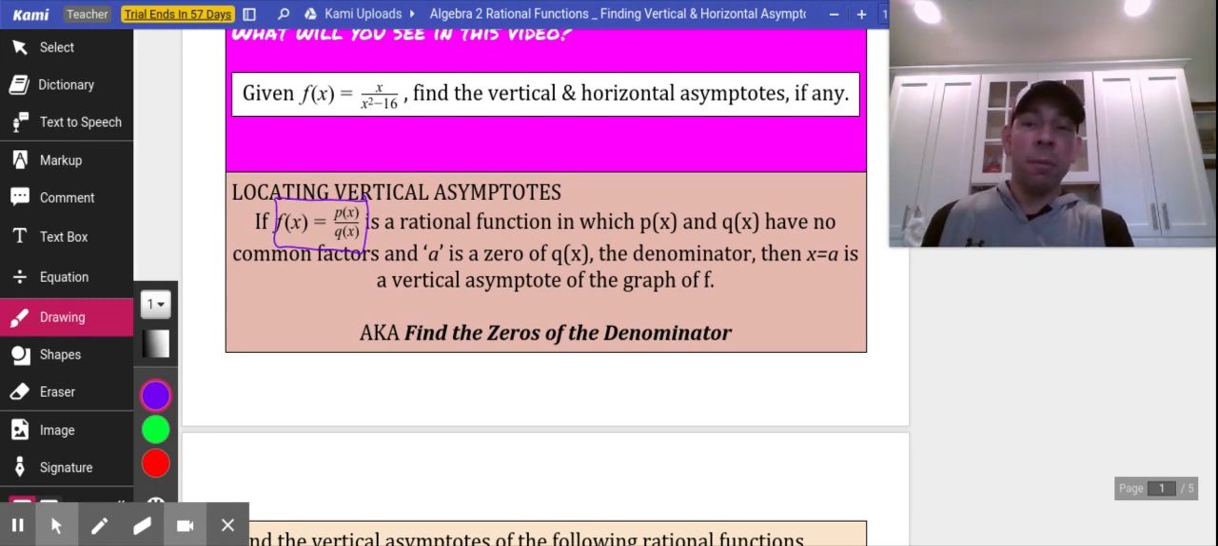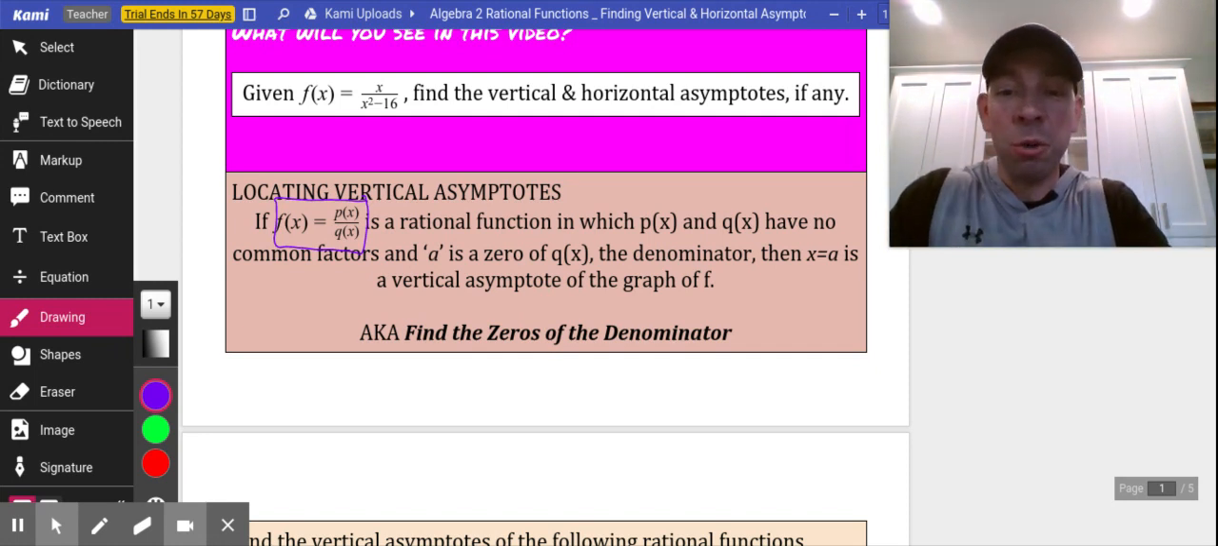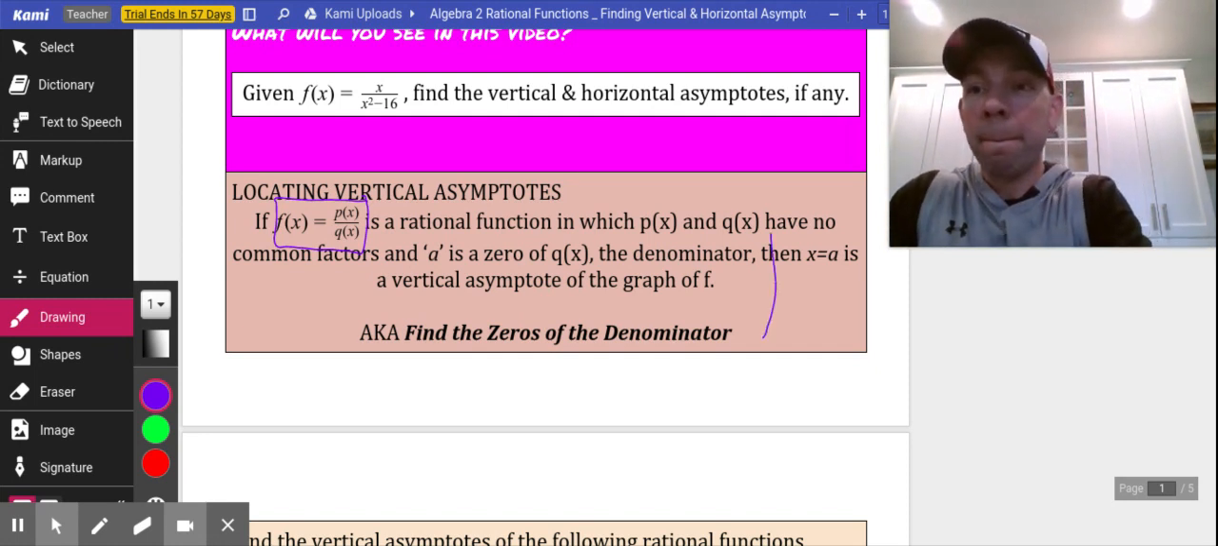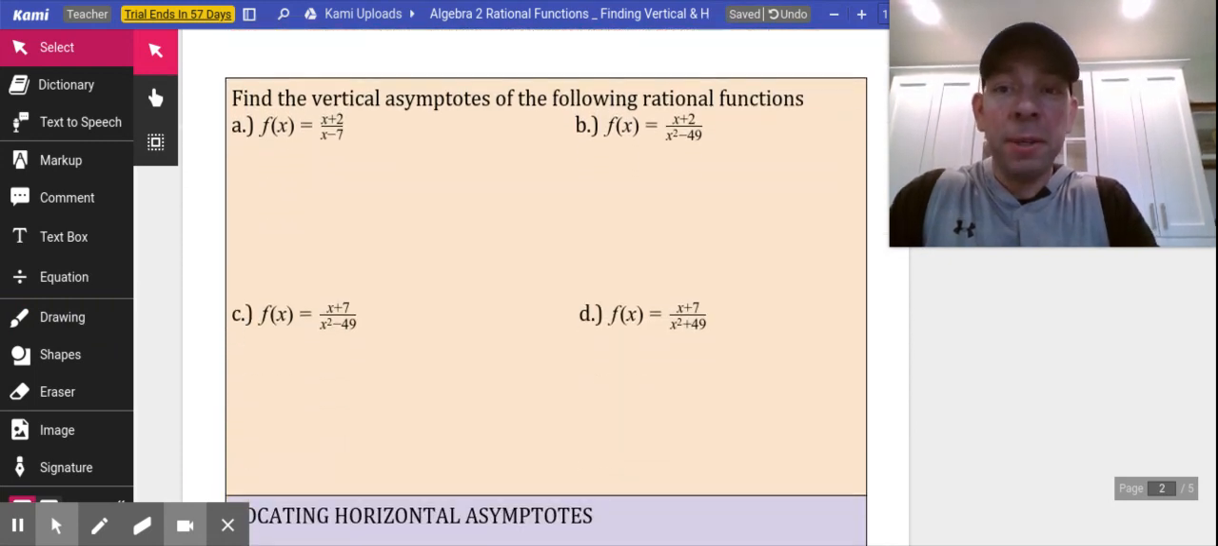So basically, if you think about our last lesson, every number that we excluded from the domain was because that's where the vertical asymptote lived. Okay, so there's a real strong connection between the domain of a rational function and the location of its vertical asymptotes. They seem to be one and the same. Okay, so let's see if we can find these bears.